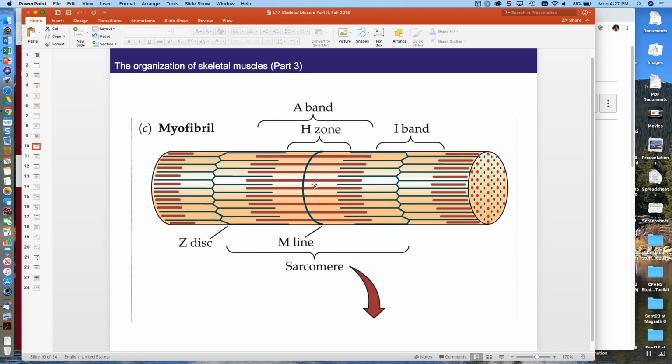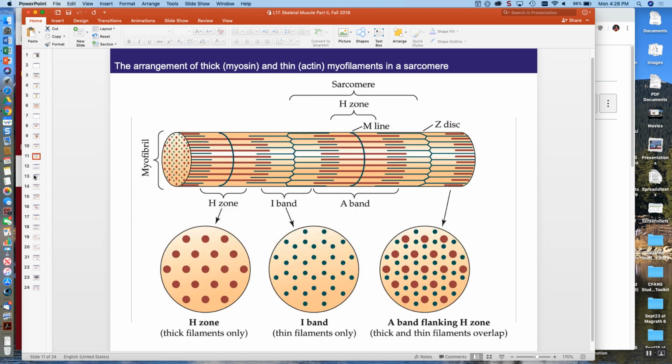Now with skeletal muscle, it's an all or none event. As soon as that muscle fiber is stimulated, it shortens to its shortest possible length. All or nothing. Okay, so we also talked about that.